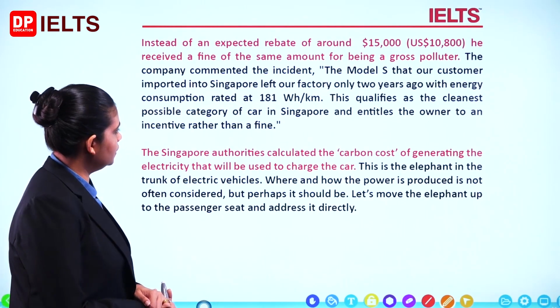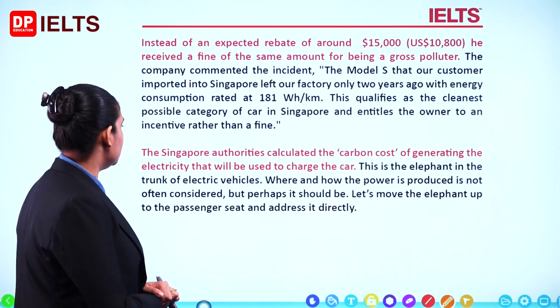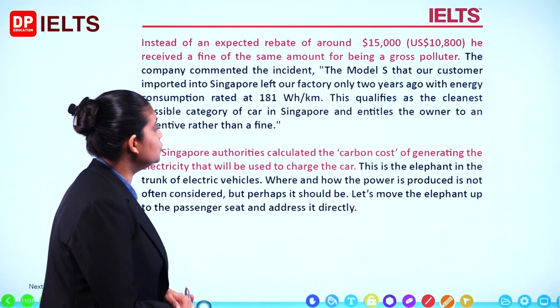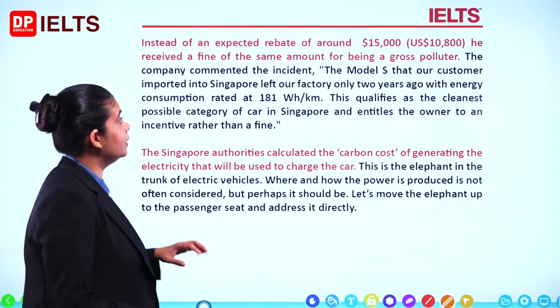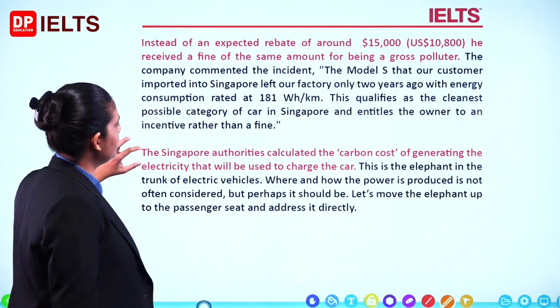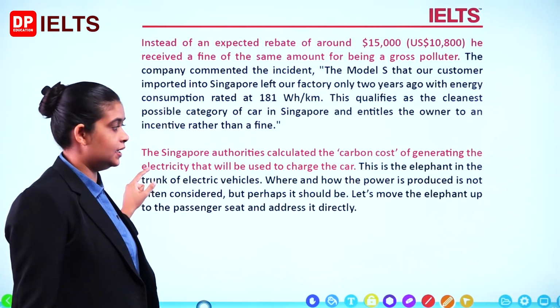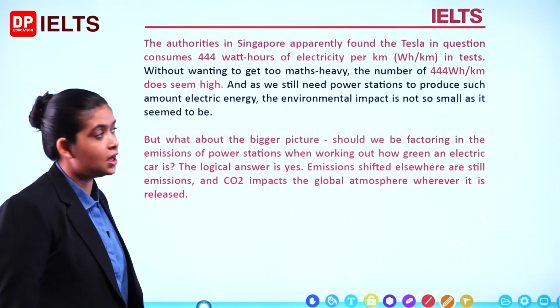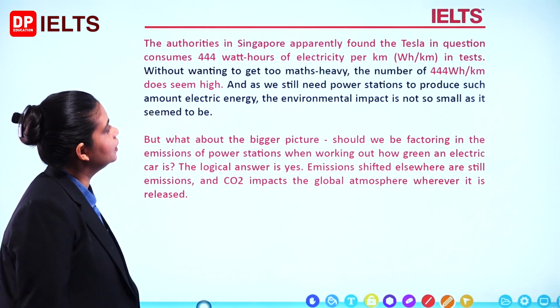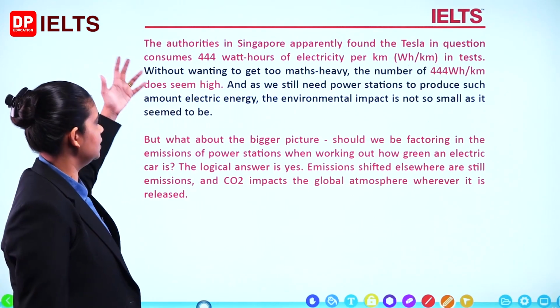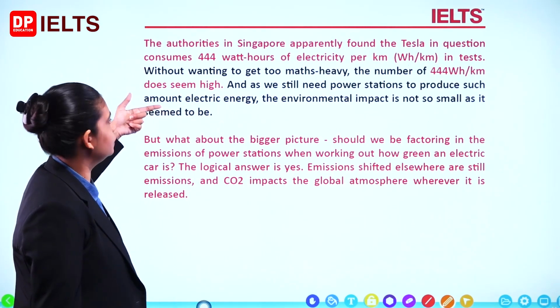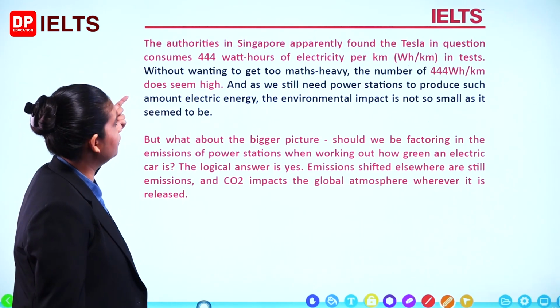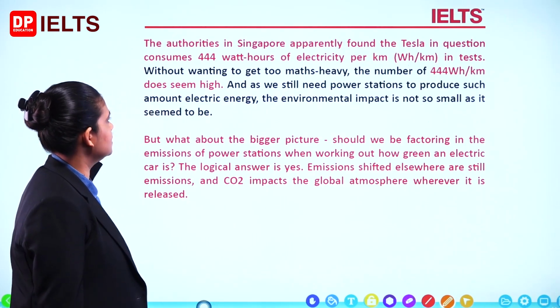The Singapore authorities calculate the carbon cost of generating the electricity that will be used to charge the car. So now here, what was the ultimate outcome and how did the authorities calculate this? The authorities in Singapore apparently found the Tesla in question consumes 444 watt-hours of electricity per kilometer in tests. So here it is, the number 444. 444 watt-hours per kilometer does seem high.